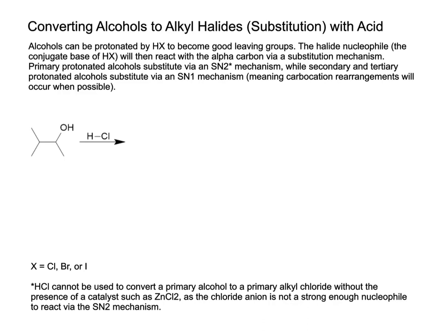Then the halide nucleophile, or the conjugate base of HX, will then react with the alpha carbon via a substitution mechanism. Primary protonated alcohols substitute via an SN2 mechanism, while secondary and tertiary protonated alcohols substitute via an SN1 mechanism. I do want to point out that HCl cannot be used to convert a primary alcohol to a primary alkyl chloride without the presence of a catalyst such as ZnCl2, as the chloride anion is not a strong enough nucleophile to react via the SN2 mechanism.